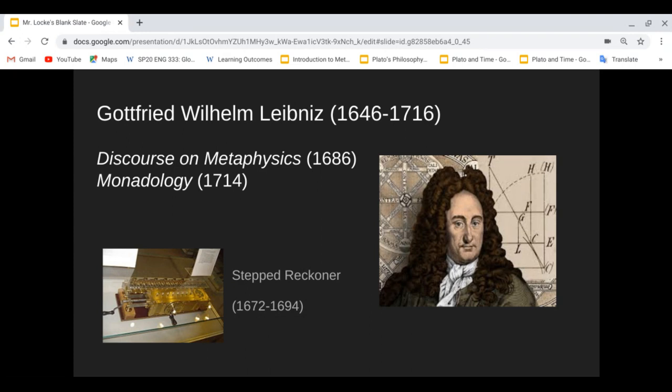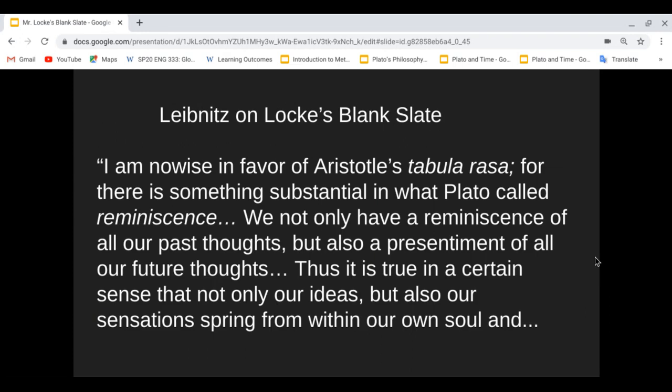But let's see what he does in his response to both Descartes and Locke, as he moves to what I would say is an early kind of position or point of view that's going to anticipate the thinking of Kant. So here's Leibniz on Locke's blank slate.